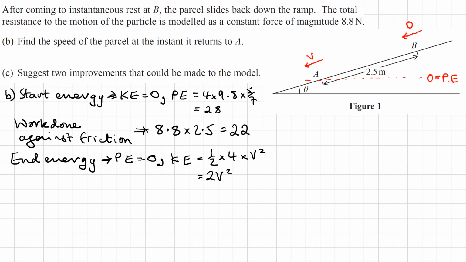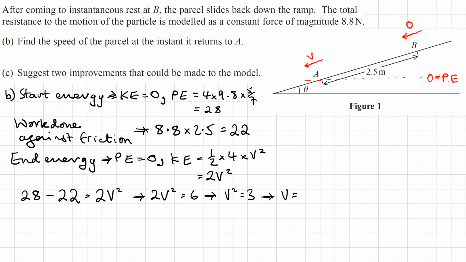So now we can write our equation, which is the energy at the start, which is 28 joules, minus the energy that we lose, which is 22 joules, is equal to the energy at the end, which is 2v squared. So from here we can solve: 28 minus 22 is 6, so we've got 2v squared is equal to 6. We have v squared is equal to 3. So v is going to be equal to the square root of 3.